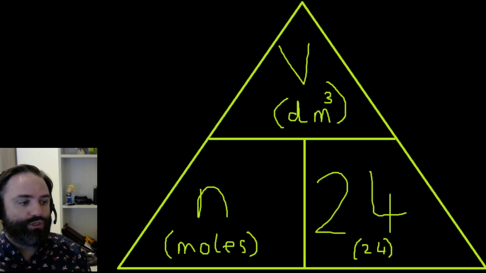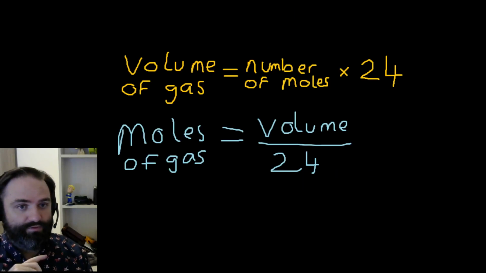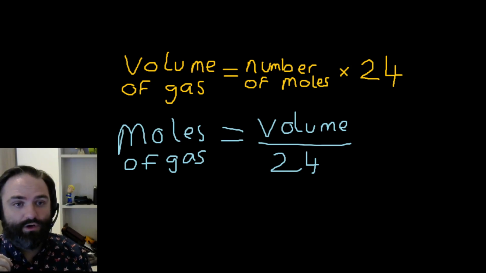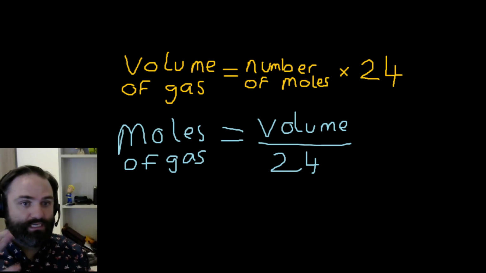Well, if I want to know the volume of a gas, I take the number of moles that I've got and I multiply it by 24. If I want to know the number of moles of a gas that I've got, I take the volume and I divide it by 24. And that will give me the answer. What you can then do is you can go and convert using the other equations into mass or concentration, things like that. So that's the absolute basics for moles.